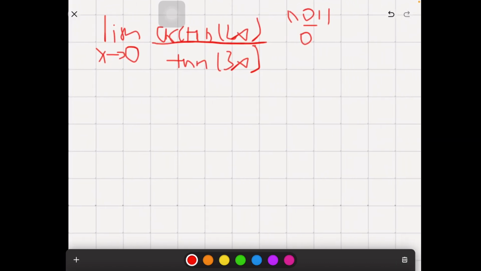L'Hopital's rule just states that if you take the derivative of the top and the bottom, then you get something that's equivalent to the original limit. So let's do it.